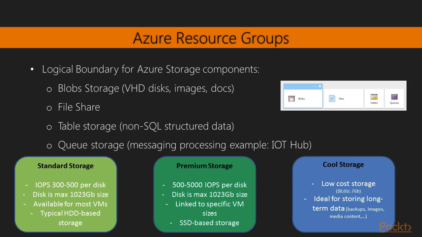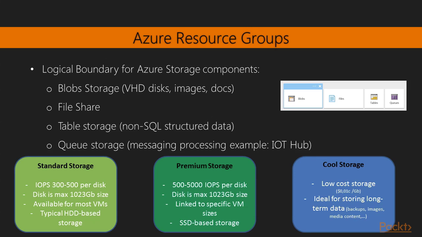Now, coming back to virtual machines, we talk about block storage, which exists in 3 different flavors: standard storage, premium storage, and cool storage. Standard storage provides you the location, the unit to configure virtual machine disks, where each disk gives you an average of 300 to 500 IOPS, which points to the performance of one single disk. A disk within Azure can have a maximum size of 1 terabyte. It can be linked to most virtual machines, and standard storage is based on typical hard drives, so real physical disks which are being presented as virtual disks to your virtual machines.